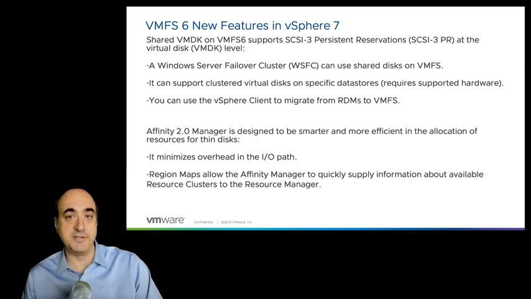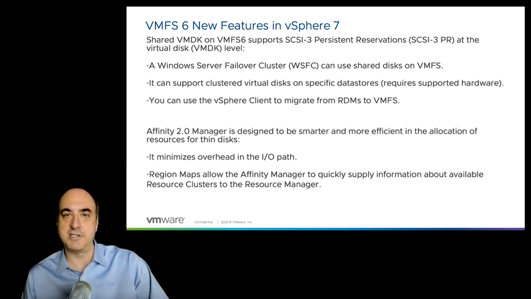And then another interesting feature added in vSphere 7's VMFS 6 is what we call the Affinity 2.0 Manager, designed to be smarter and more efficient in the allocation of resources for thin disks. So this is improving your performance on thin disks. Traditionally, what happens is when a thin disk gets created, each of the different file fragments needs to be placed out in the datastore somewhere. So there's actually a fair amount of back and forth between the drivers within the file system to find the file location. And that overhead was basically trying to find the correct location, just going out to the datastore and saying, hey, is there space here?